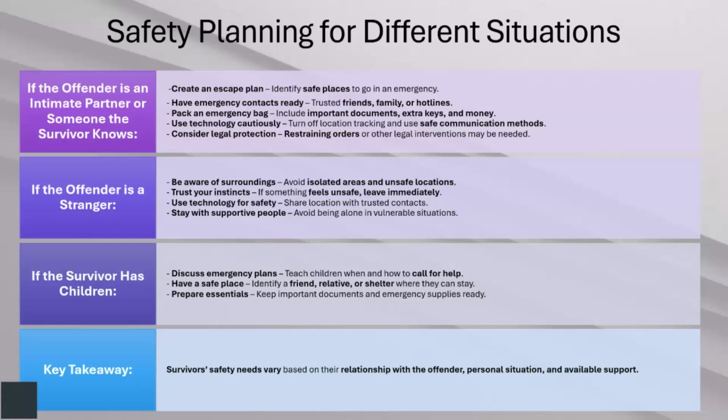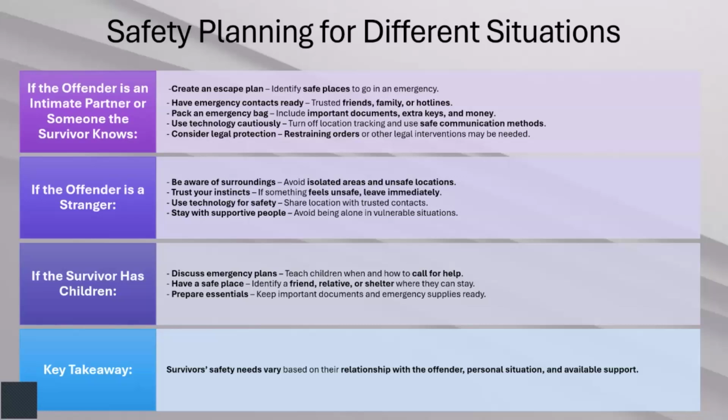So, of course, offer and explain to them that they do have the right as a victim to obtain a protective order or a restraining order if they feel that it's needed. Okay. But if the offender is a stranger, someone that they don't know, now they need to be very cautious and aware of their surroundings, right? They may want to avoid certain isolated areas where they may not have certain protections or may be unsafe. They have to learn to trust their instincts. So if they feel unsafe, then they need to leave immediately, okay?